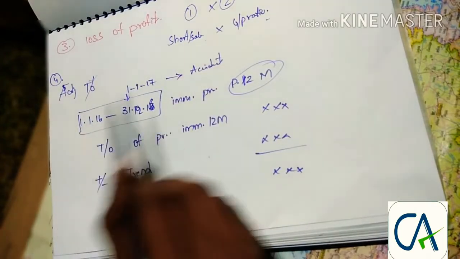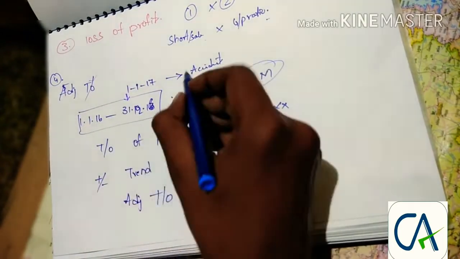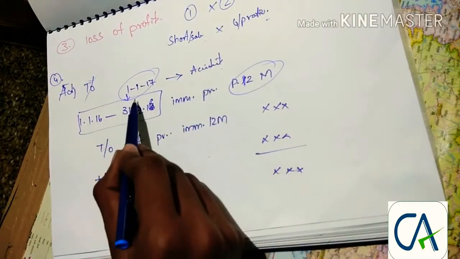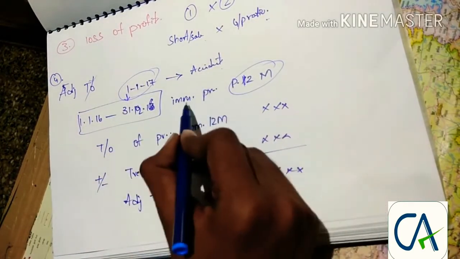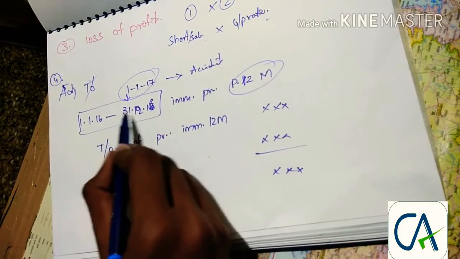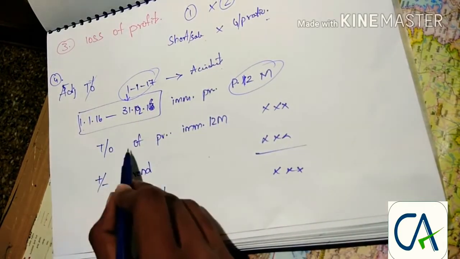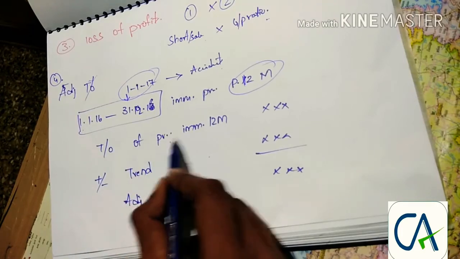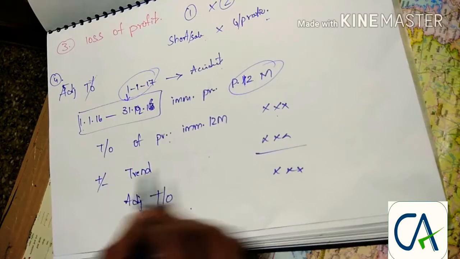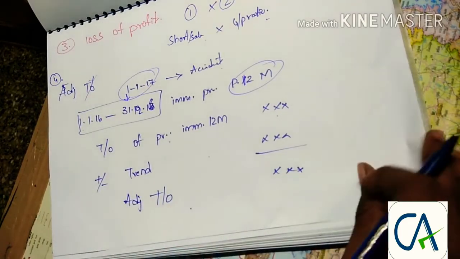Now going to step 4. Step 4 is somewhat different. If the accident happened on 1st January 2017, you have to go to the immediately preceding 12 months, that is 1/1/2016 to 31/12/2016. That is the turnover of the previous year, the 12 months immediately preceding the date of the accident. You have to adjust the trend here and you will get the adjusted turnover.